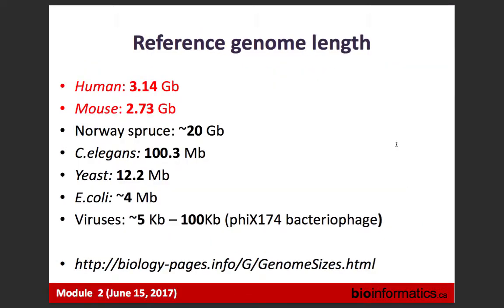This is just an example of the sizes of genomes we're working with. Mammalian genomes are typically several gigabases. The human genome is a little bit longer than the mouse genome, and then we have the whole range. Plants have very large genomes. The Norway spruce is 20 gigabases. And we go down to very short genomes, up to several kilobases for viruses. I gave you an example where you can find those genome sizes.